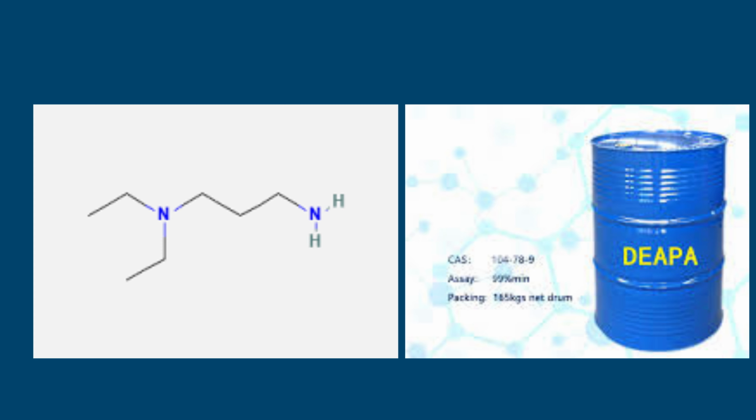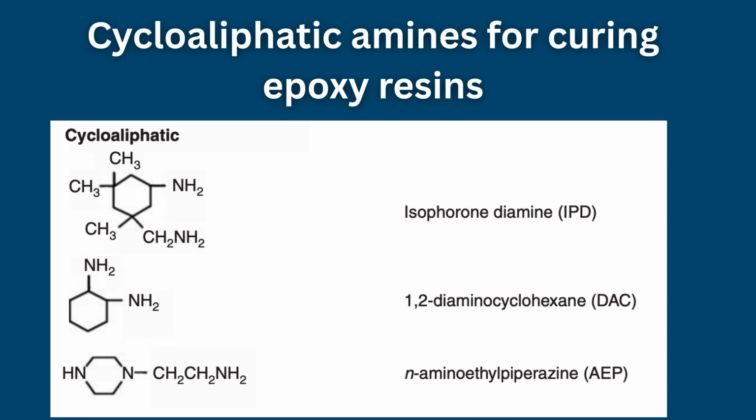Epoxies cured with DEAPA generally have lower cross-link densities than those cured with DETA or TETA. As a result, they exhibit reduced heat and chemical resistance but improved toughness and peel strength. Cycloaliphatic amines. Cycloaliphatic amines represent another important group of curing agents. These compounds provide good adhesion, excellent chemical resistance, and stable color characteristics.